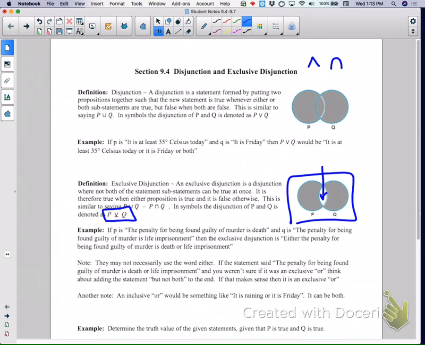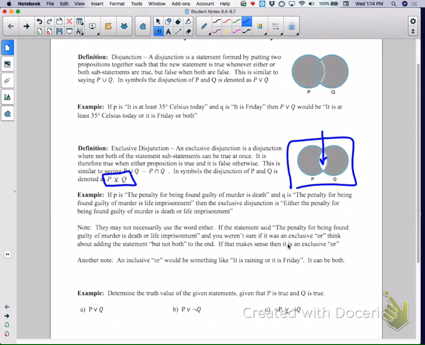So, for example, if P is the penalty for being found guilty of murder is death, and Q is the penalty for being found guilty of murder is life imprisonment, then the exclusive disjunction would be either the penalty for being found guilty of murder is death or life imprisonment. Obviously, you can't have both. So it may not necessarily say either. Notice on the last disjunction, it didn't say either it's at least 35 or it's Friday. But the exclusive one, you might see them use the word either, but they might not.